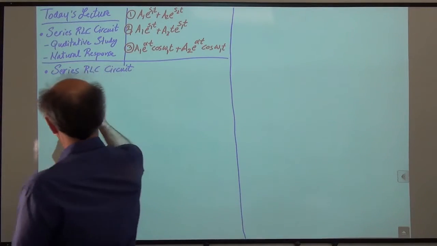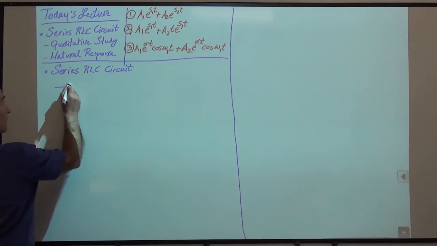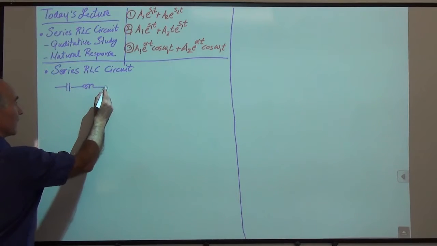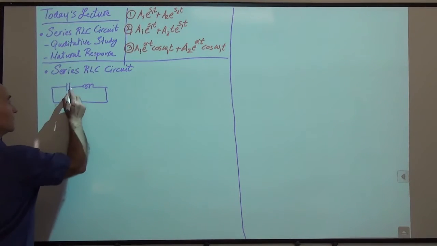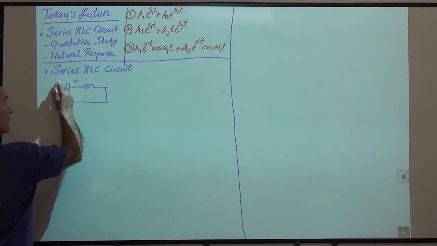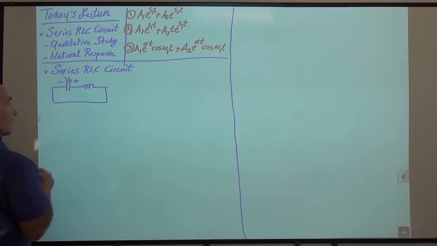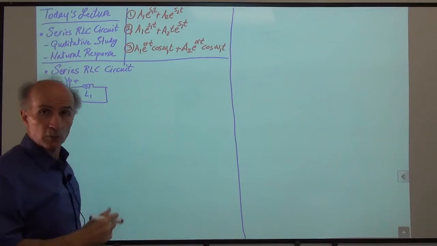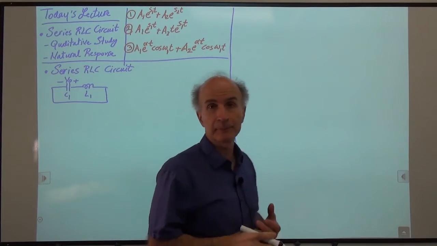So let's do that. So I have a capacitor here and I have an inductor here in series, and that's all I have, right? So that closes the loop. And I have an initial condition V0 across this capacitor. And then I let go. I would like to see what the circuit does.